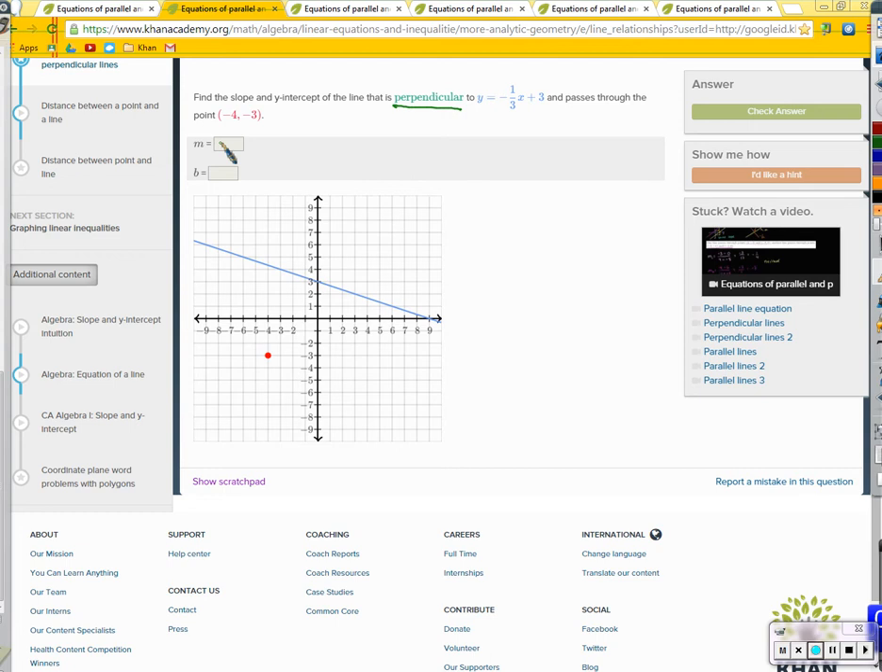Or opposite reciprocal. If one's negative, the other should be positive. So what's the slope of this line? You're going to pull out of this. M is what? Of this line. Not our line, this line. -1/3. Right. The slope of this line, this blue one, is -1/3. The opposite of negative is positive. Right? That's what the opposite part is, opposite reciprocal. Opposite of negative is positive, reciprocal of 1/3 is 3/1.